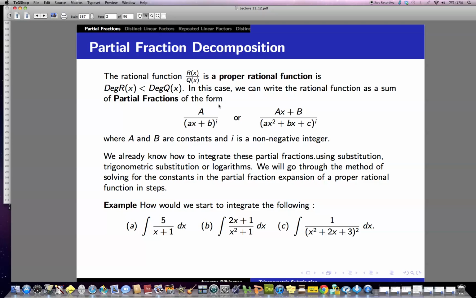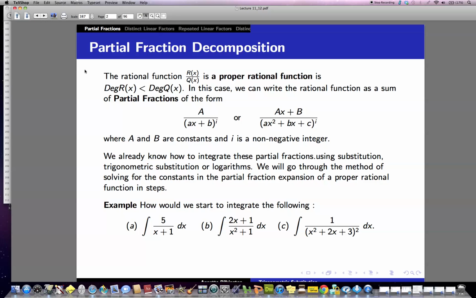I can write this function r of x over q of x as a sum of functions that look like this, either a over a linear factor to some power, or ax plus b over a quadratic factor to some power. And if you think about it, we can integrate anything that looks like this using the techniques that we have from before. Here are 3 examples. These might appear in the partial fractions decomposition of a rational function.